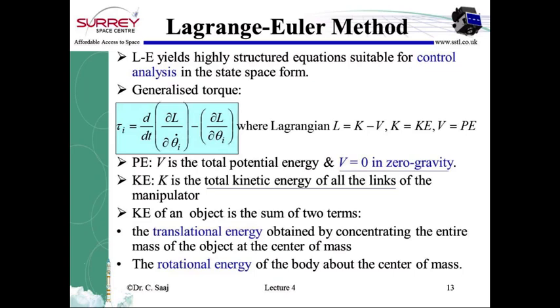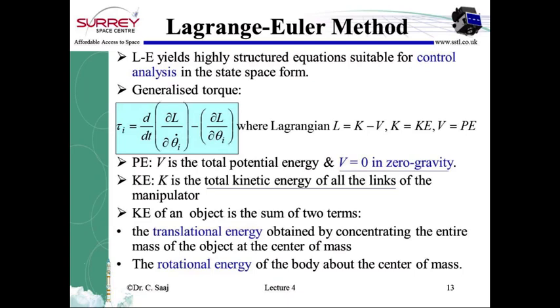Here L is the Lagrangian, θ_i is the joint angle of the ith joint, and the terms you see in brackets are the partial derivatives. So the first term is the partial derivative of the Lagrangian with respect to the joint velocity, that is θ_i dot, and the second term in the bracket is the partial derivative of the Lagrangian with respect to the joint angle θ_i. So this is how we define the generalized expression for the torque using the Lagrange-Euler method.